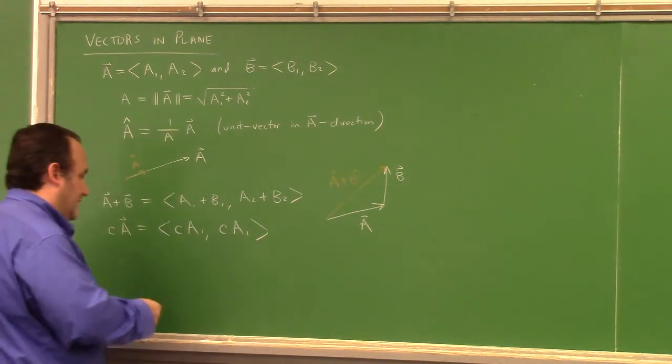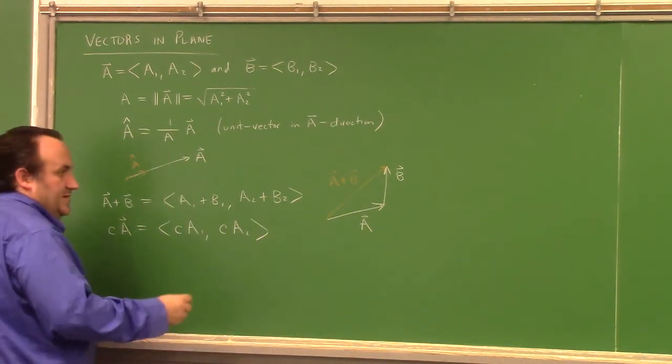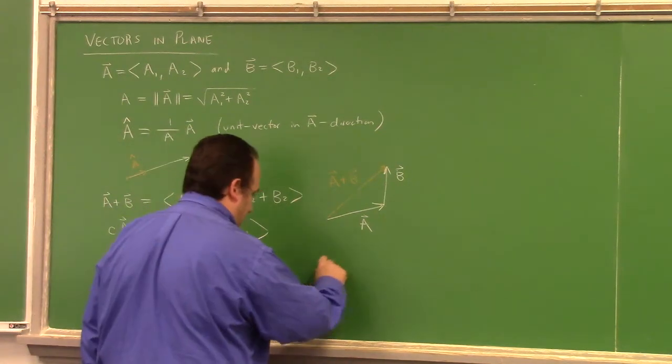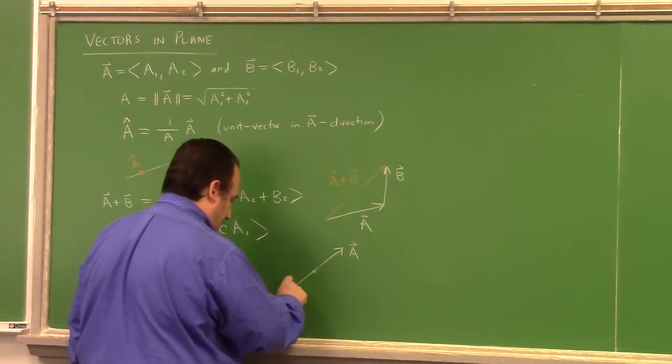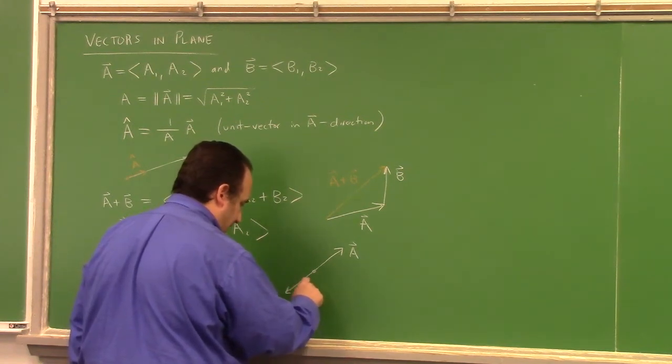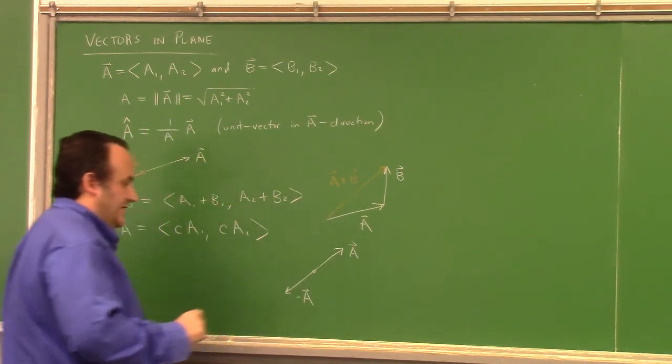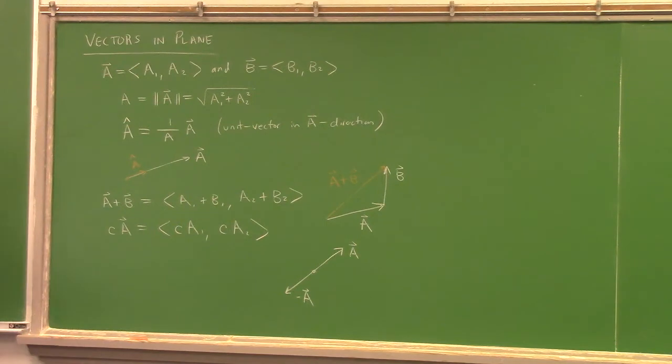Another thing I should mention is, if this is A, then this guy is minus A. Same length, opposite direction, so diametrically opposed. So that's just a quick summary of what we did last time.